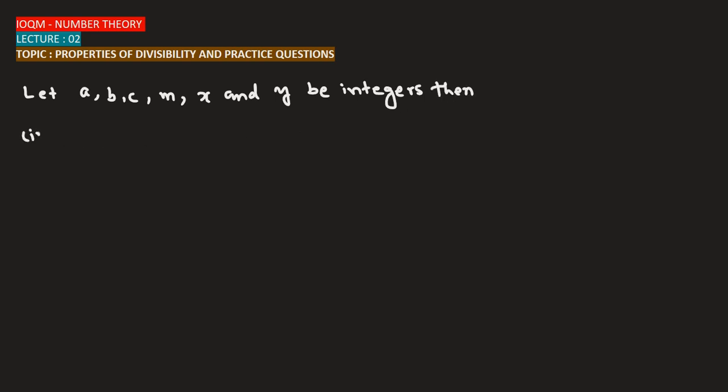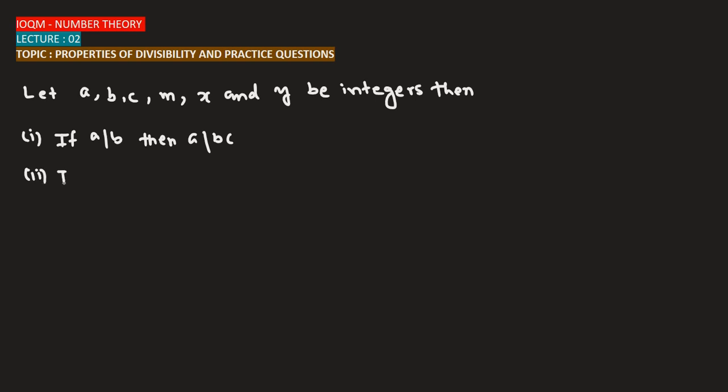So now consider that let A, B, C, M, X and Y be integers. Then property 1: if A divides B, then A divides BC for some integer C.